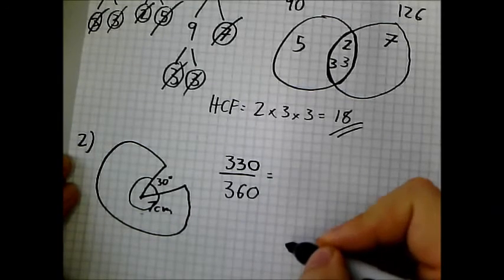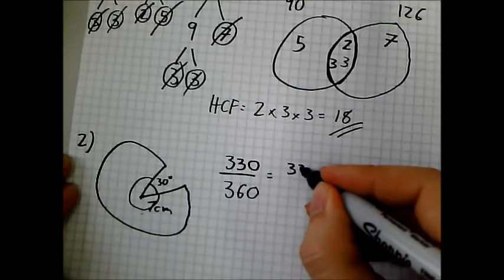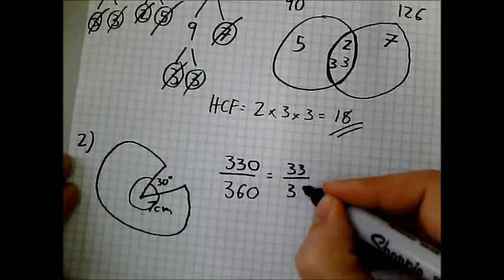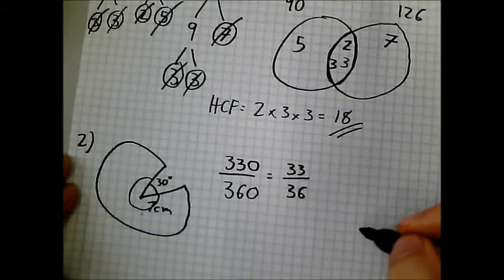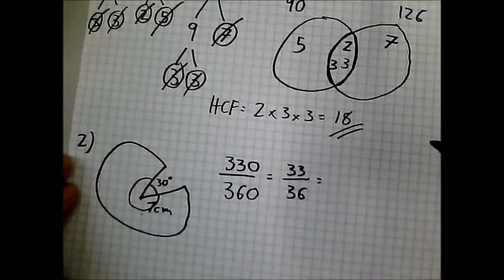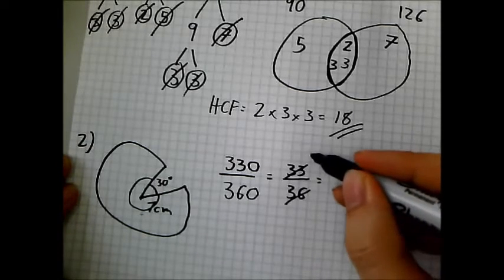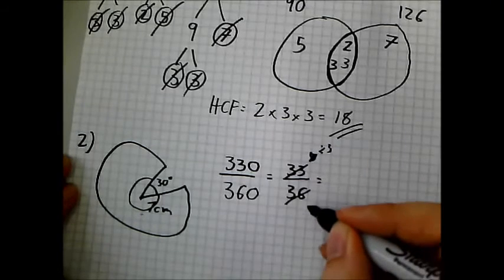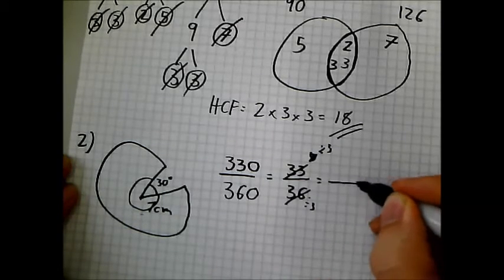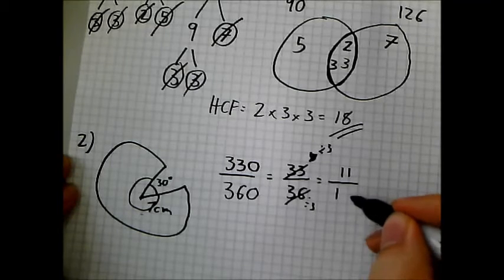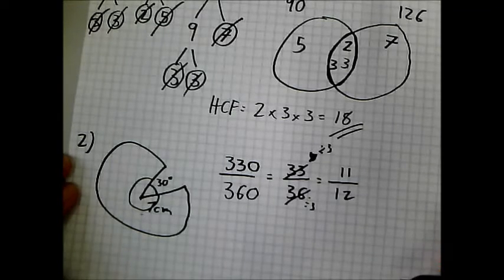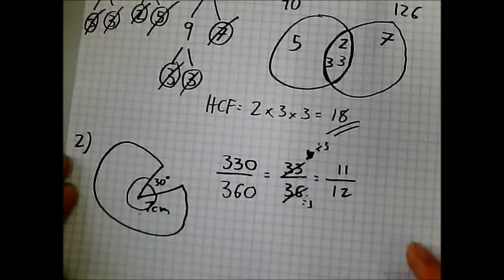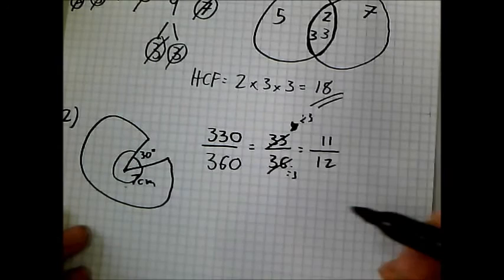Okay, and I can simplify that to 33 over 36. And that also simplifies, because I can divide both of those by 3. So divide by 3, divide by 3. So that's going to be 11 over 12. So it's 11 twelfths of a circle. Okay, so the fraction of a circle is 11 twelfths. Let's go and find the perimeter first.